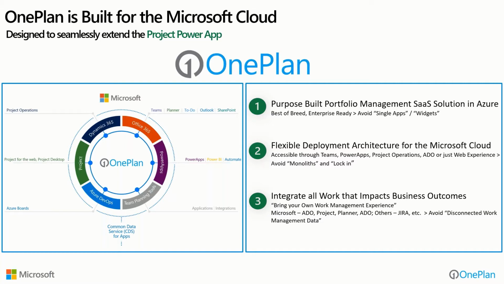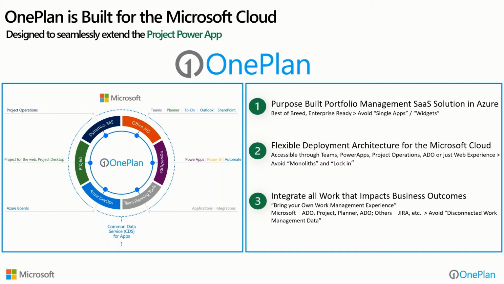So bringing in work from a variety of different sources, and in that Microsoft graphic on the left, we see things like Project for the Web or Project Desktop. We see Planner, we see SharePoint tasks, we see Azure boards from Azure DevOps, etc. All those work sources can be actually brought into the Power App by leveraging OnePlan. It's purpose-built portfolio management capabilities to extend in the Microsoft Cloud and Azure. It is a solution. It's not a set of plugins or widgets that's needed. It's actually a solution that extends the Project Power App.